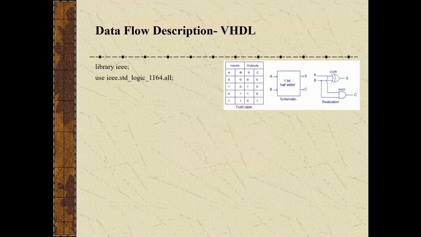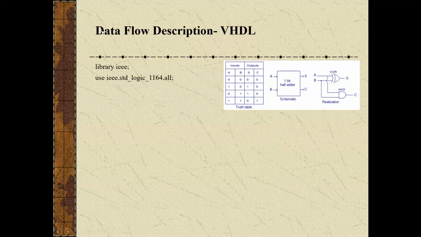In the previous lecture, we have seen the data structure of the VHDL, like behavioral description, structural description, and switch level description. In today's lecture, we will discuss the data flow description, mixed type of description, and mixed language description.